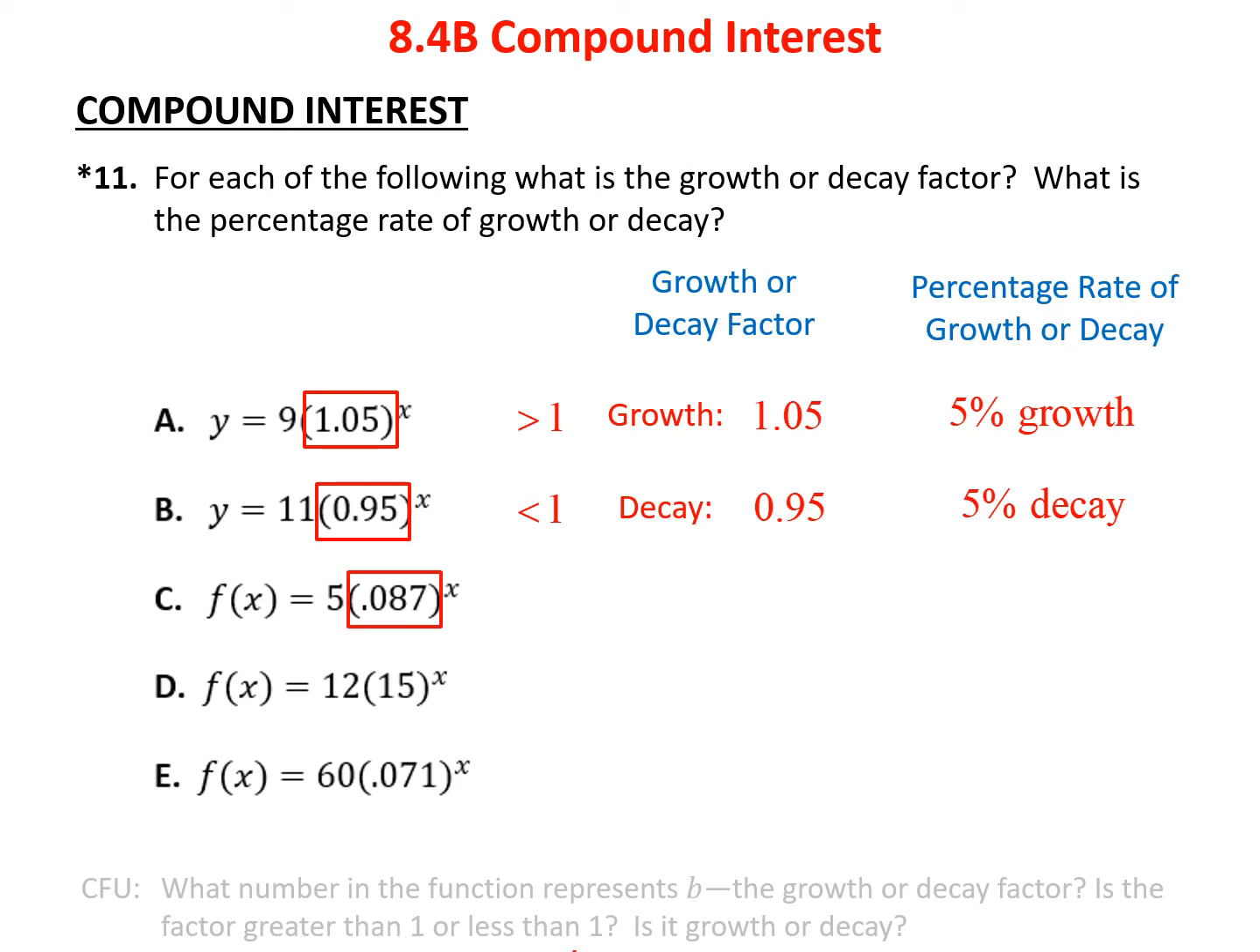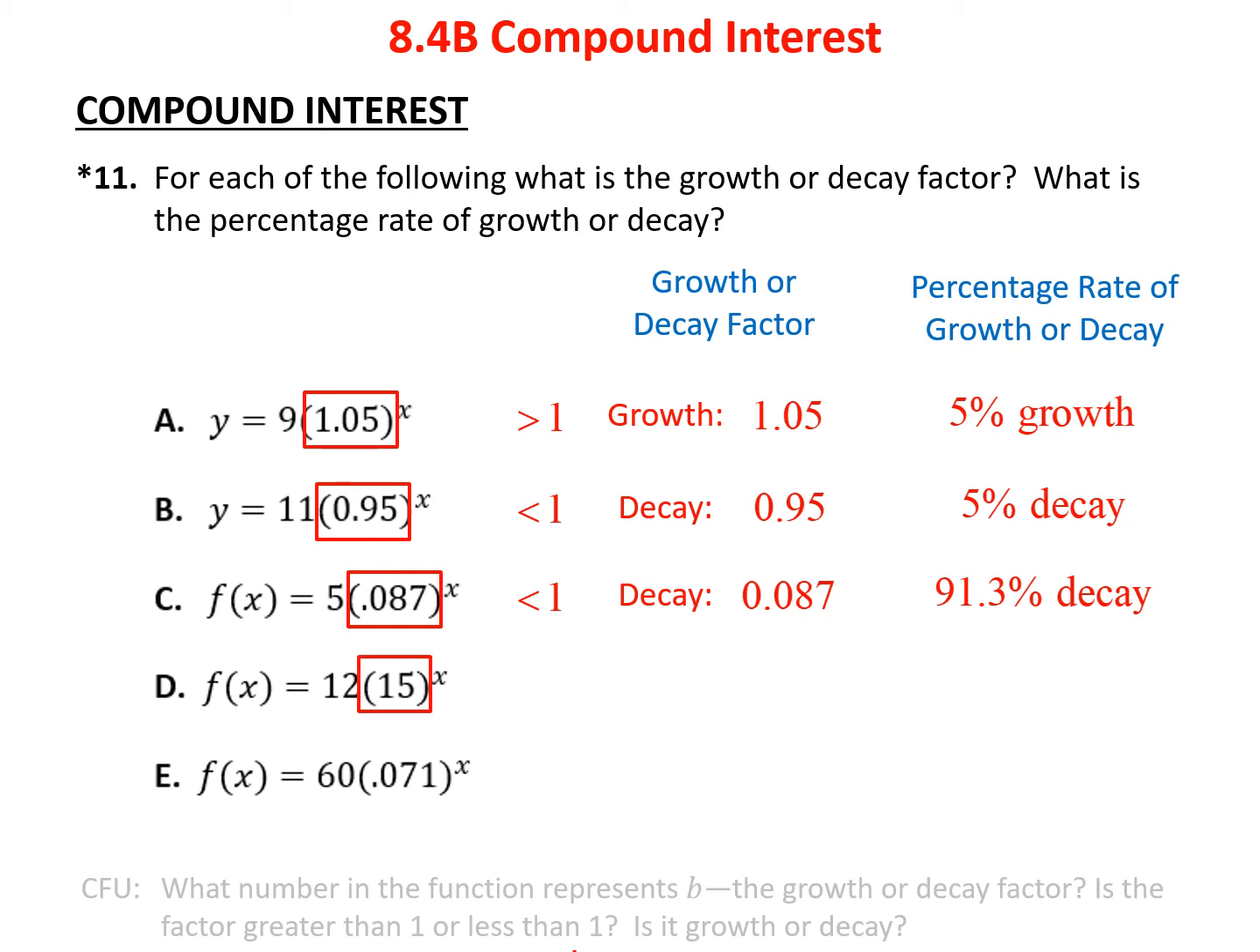On the next one, 87 hundredths is less than 1, so we have a decay, and that's our decay factor. Each time we're multiplying by 87 hundredths. What is the decay rate? Well, take the 1 and subtract the 0.87. How much did it go down by? It went down by 13%, so 13% decay. Okay? Notice that went down a lot.